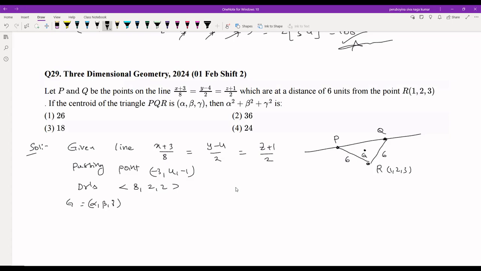So we have to identify any point on this line. Let's write any point on the line. Let's consider P; of course, Q is also there. So P is equal to, you can write directly, 8 lambda minus 3, 2 lambda plus 4, and 2 lambda minus 1. And clearly it is an isosceles triangle.